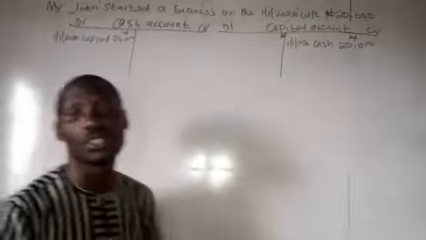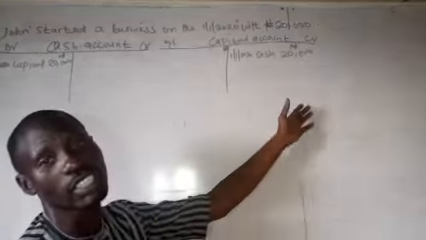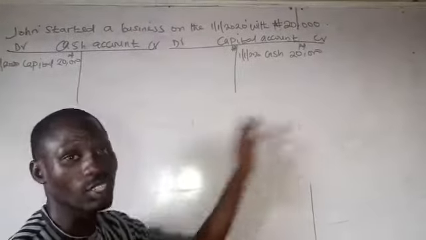What I mean by value is money. The account that is receiving money will be debited, and the account that is giving out money will be what? Credited. Understood? Yes.